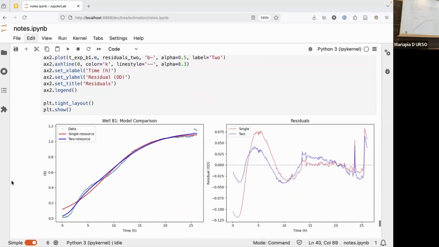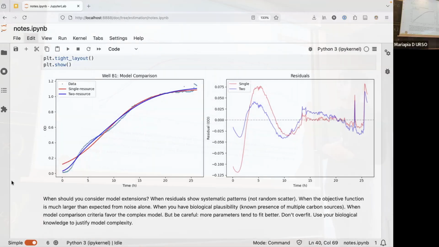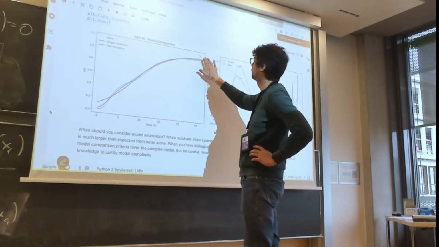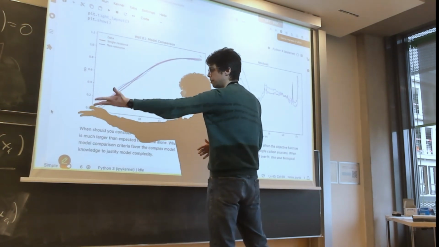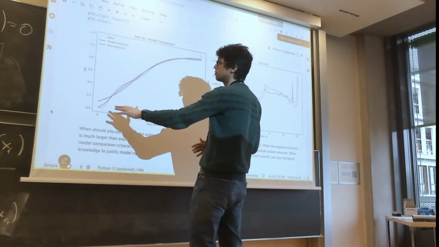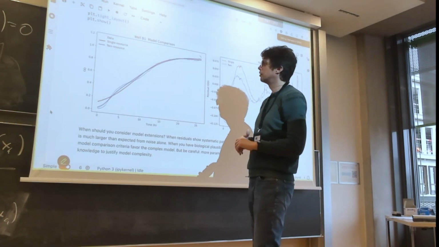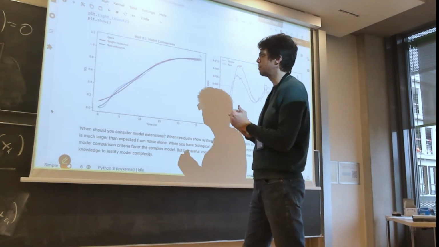Of course, it's just looking at curves, but here we have everything. We have the data in light blue, with the single resource model that we had before in continuous red. And then in continuous dark blue, we have the two resource model. And we might have two things that we like about this model.